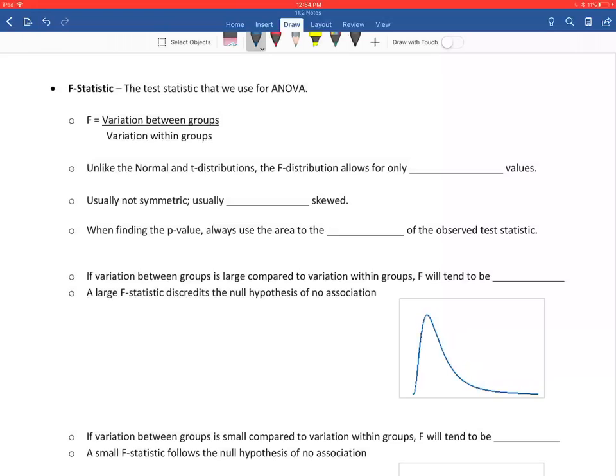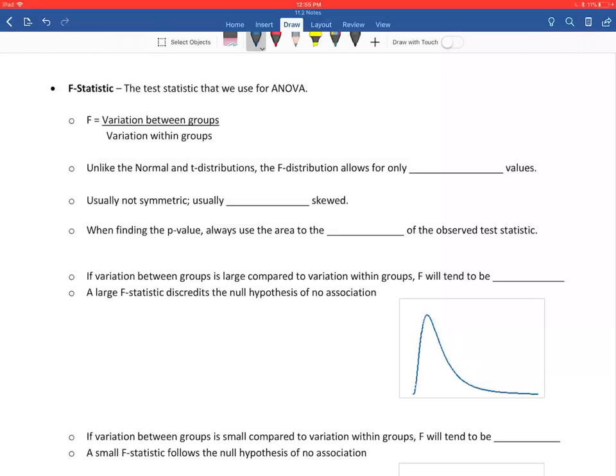Okay, the F statistic is the test statistic that we use for an ANOVA test. So this is different, again, from everything we've done so far. We've done proportion stats and found Z's. We've done T statistics and found T values. So we now have F statistics.